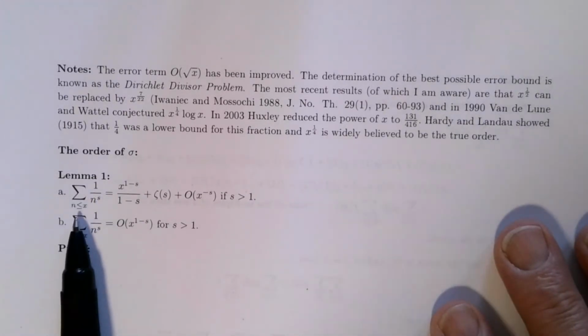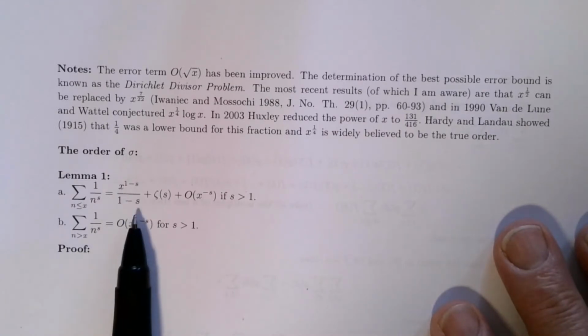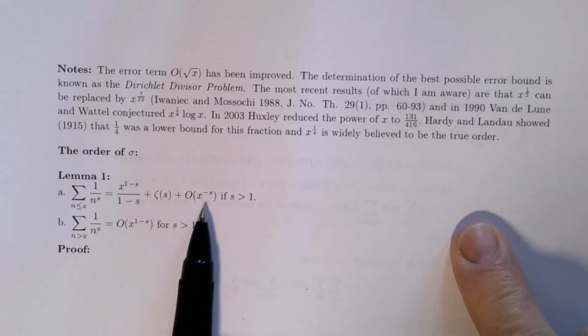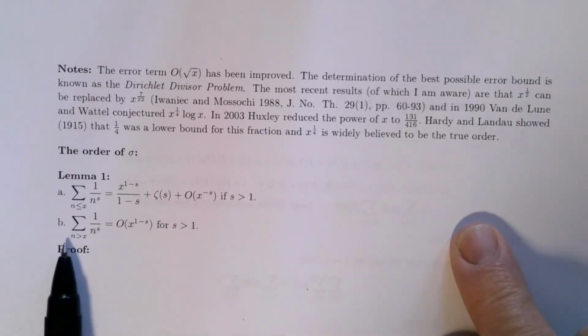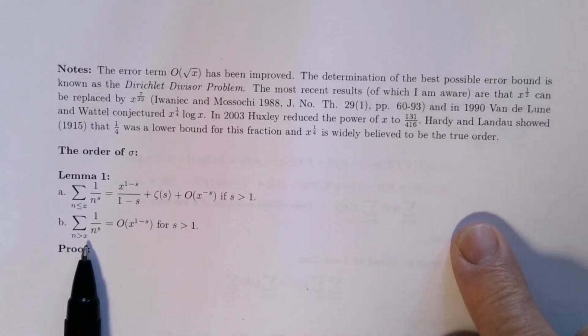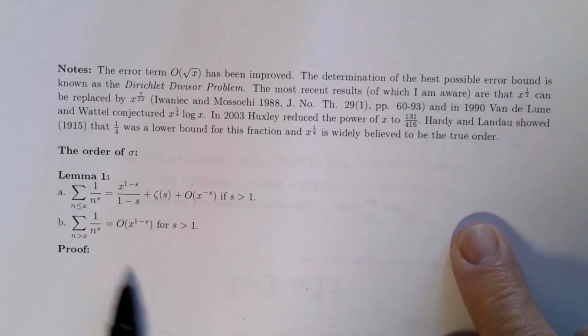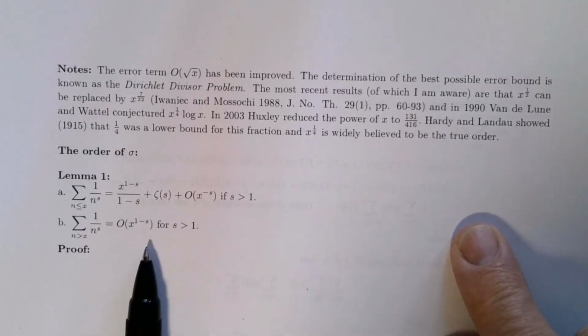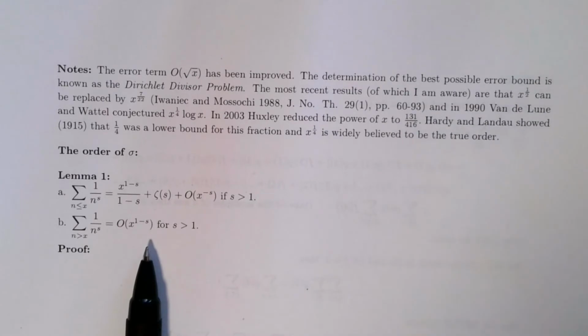It turns out to be x to the 1 minus s on 1 minus s plus zeta of s, here's the zeta function coming in again, plus big O x to the minus s. And the order of the tail of the infinite series, if I look now at n bigger than x, 1 over n to the s, this turns out to be of order big O x to the 1 minus s, if s is bigger than 1. And we're going to need these two when we get to examining the true order of sigma.